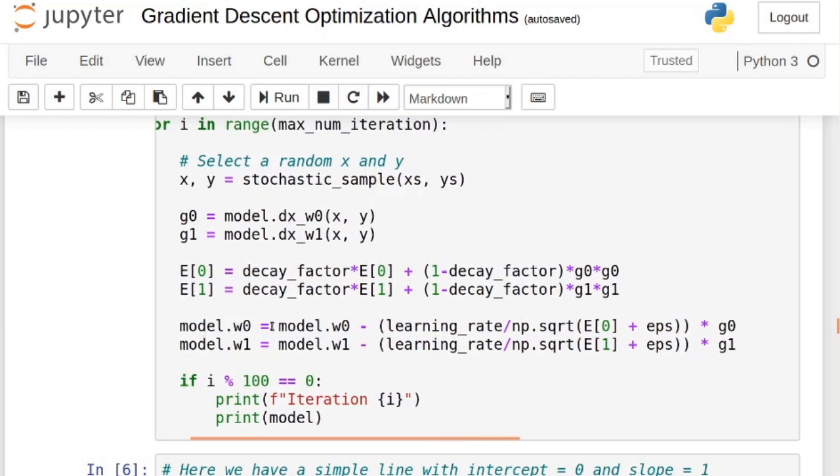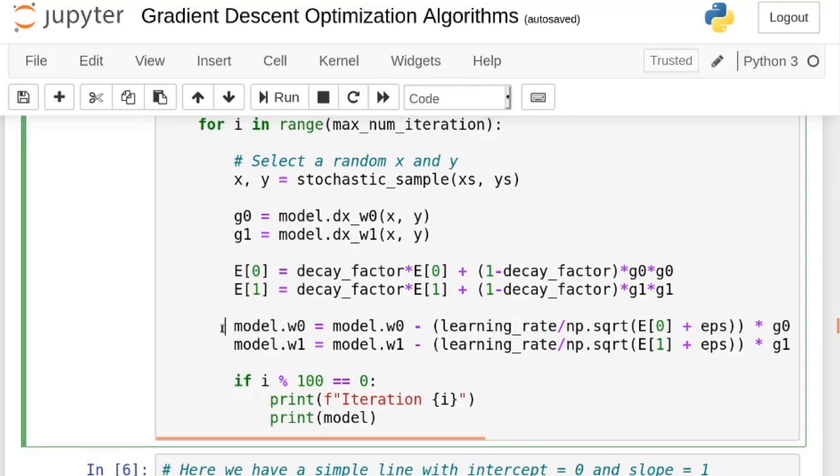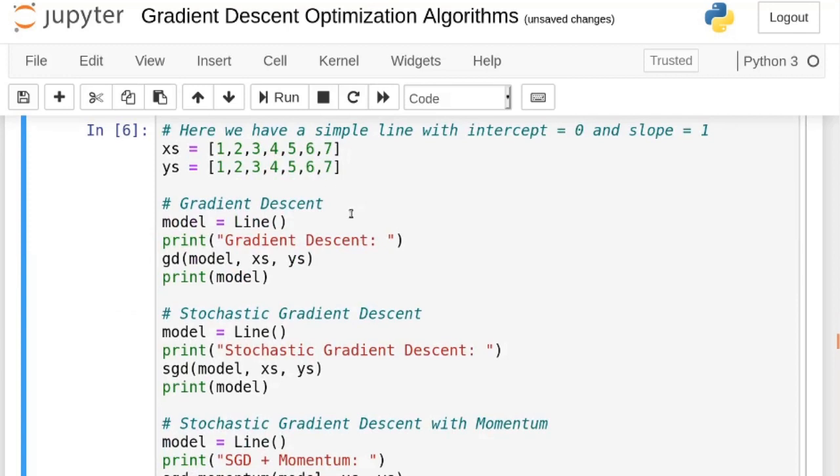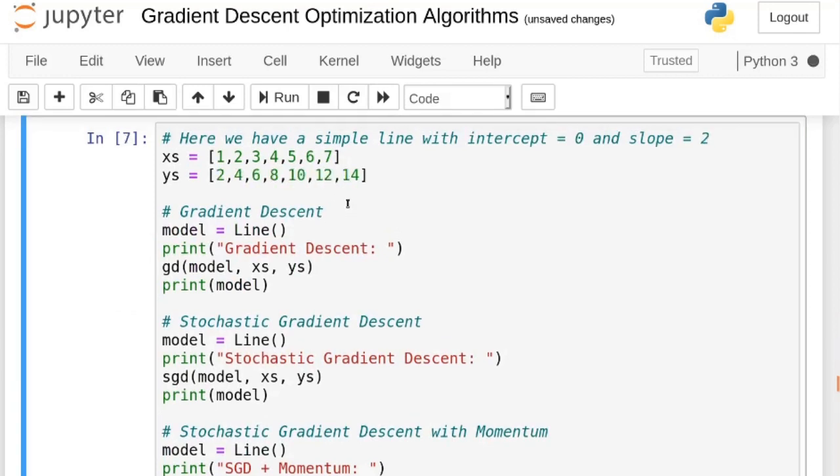There are some refactoring to do here, but I unpacked it just so that it's easy to show. And this is the update, so it's theta at t minus the learning rate n divided by the square root of the running average plus the epsilon times the gradient. And that's it. That's how we update the thing. So let's actually run this. So here we have x and a y, which should give us an intercept of 0 and a slope of 1. It's obvious why.